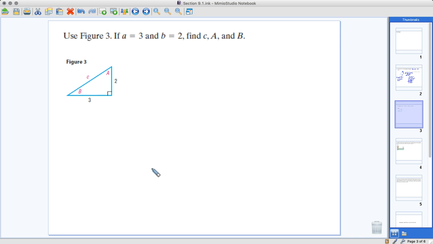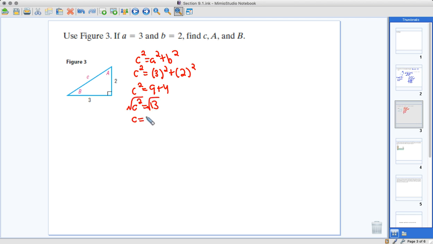All right, so a is 3, b is 2. We're going to find little c, big A, and big B. First thing, I'm going to find little c. So c squared equals a squared plus b squared. C squared equals 3 squared plus 2 squared. So 9 plus 4 is 13. Square root both sides. C is 3.6.